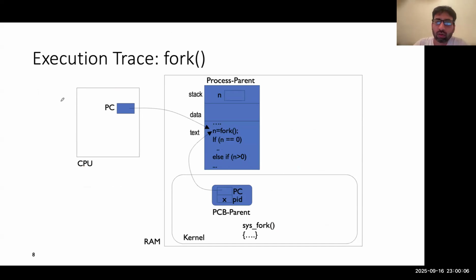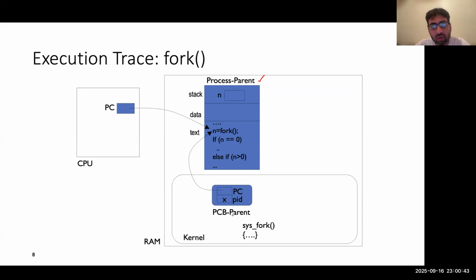So here we are going to have a look at an animation to understand how fork works. Let's say we have a process which we are naming the parent process, and it is currently running on the CPU. The program counter is pointing at the statement n is equal to fork. The parent process has its own different segments in its address space: stack segment, data segment, text segment; the heap segment is not shown.